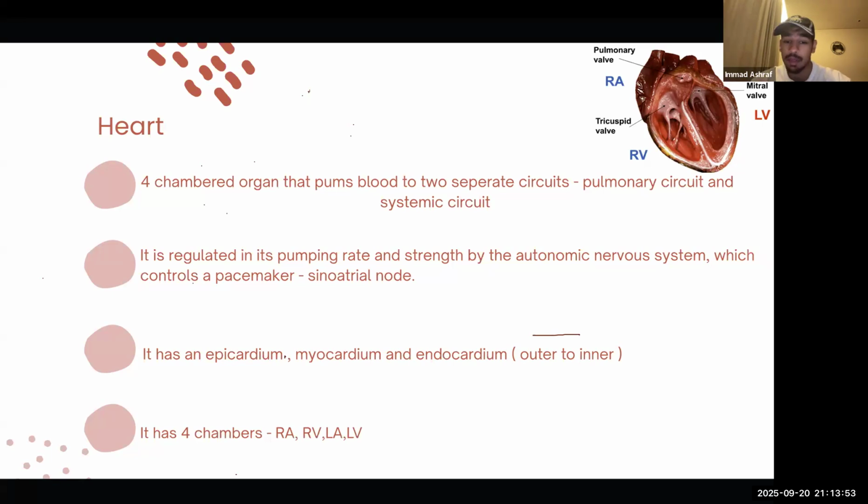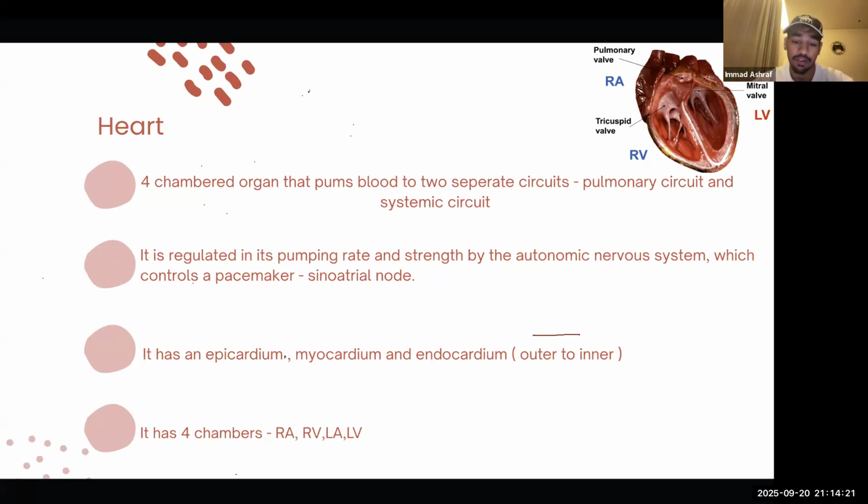So the heart has an epicardium, a myocardium, and an endocardium. The outermost layer of the heart is called the epicardium, which covers the heart from the outside. It's a tough and fibrous layer. Then you have the myocardium, which is basically the heart muscles and the covering of the heart muscles. Then you have the endocardium. The surface of the inner chambers of the heart is coated by the endocardium.